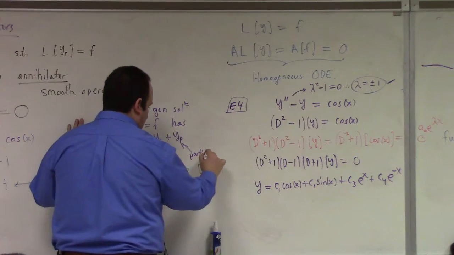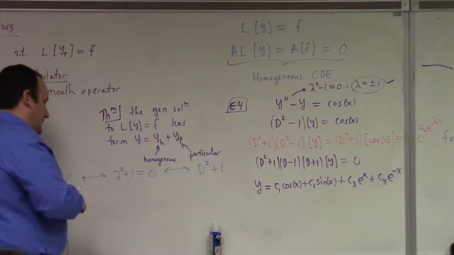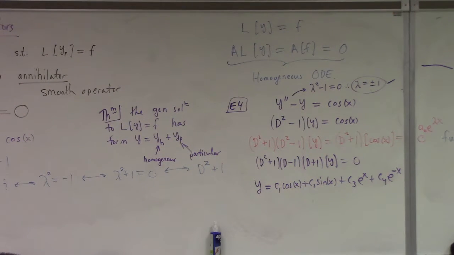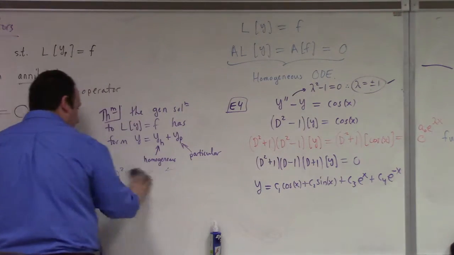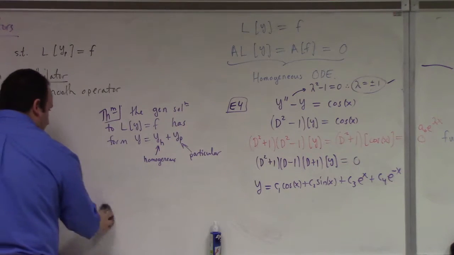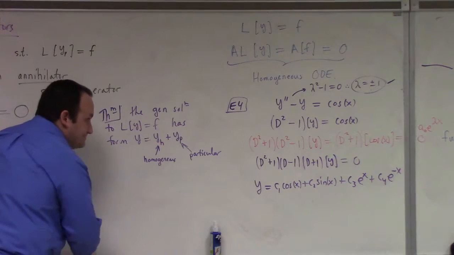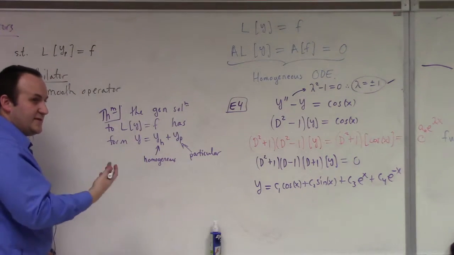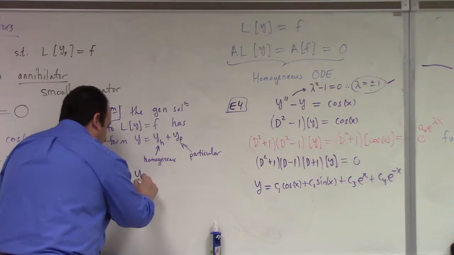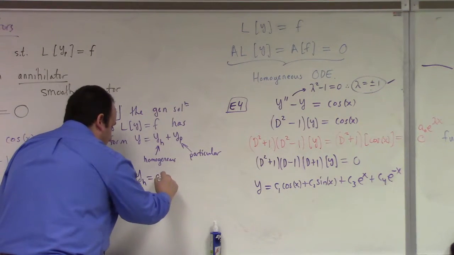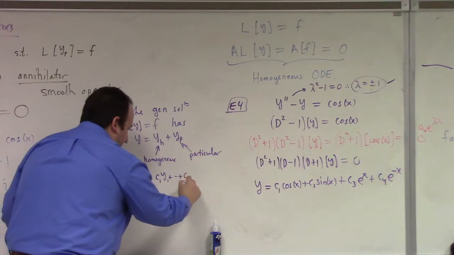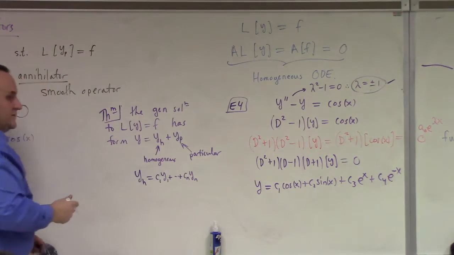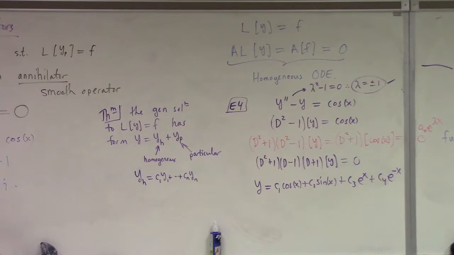Unless we're given additional initial data, the homogeneous piece will have constants in it that cannot be removed, for they reflect the infinite possibilities of the initial conditions. I didn't tell you the initial position or initial velocity here. There's going to be a doubly infinite family of solutions. That's just the nature of the beast. So yh is something like c1 y1 plus and so on plus cn yn for an nth order problem. The particular solution is a specific single solution that we're trying to find at the moment.